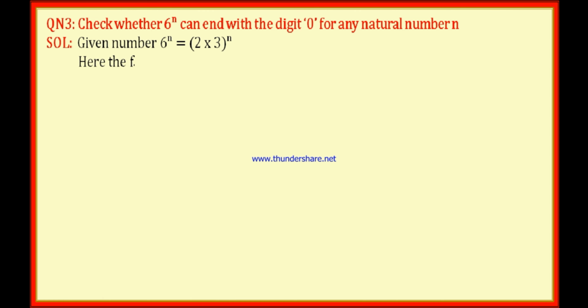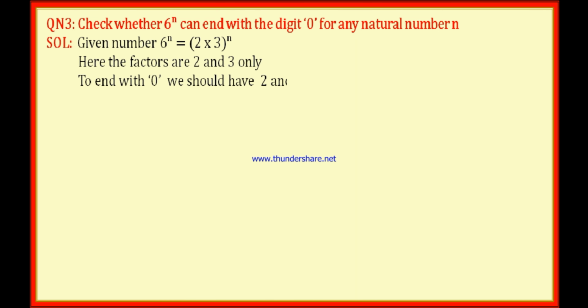But the question is, we have to check whether 6 power n ends with 0. Here the factors of 6 are only 2 and 3. But in order to get 0 at the end, the number should be a multiple of 10. 10 is nothing but 2 into 5. Therefore 2 and 5 should be the factors. In any number, if 2 and 5 are the factors, then that number may end with 0.